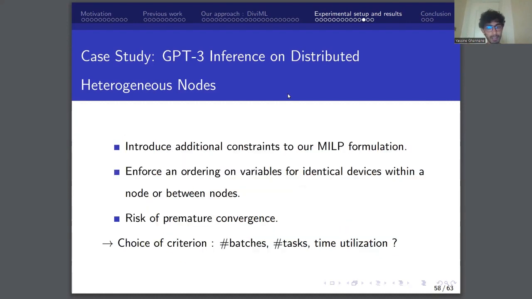breaking. What I mean by symmetry breaking is introducing additional constraints to the MLP formulation to enforce an ordering on variables for identical devices within a node or between nodes, and to prune away equivalent solutions that are produced just by swapping operation to device mappings that result in exactly the same solution. Still, doing this carelessly can result in some risk of premature convergence, where these additional constraints can work against the heuristics taken by the solver and result in a worse solution for the same time span of solving.